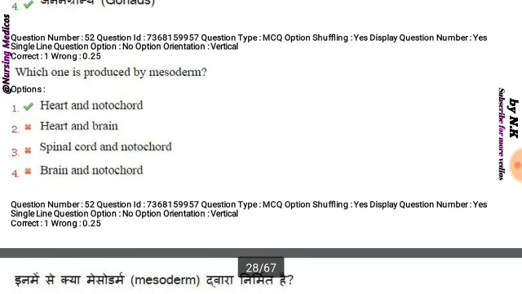Which one is produced by mesoderm? Heart and notochord, heart and brain, spinal cord, notochord, brain and notochord. The answer is the first one, heart and notochord. Next one.